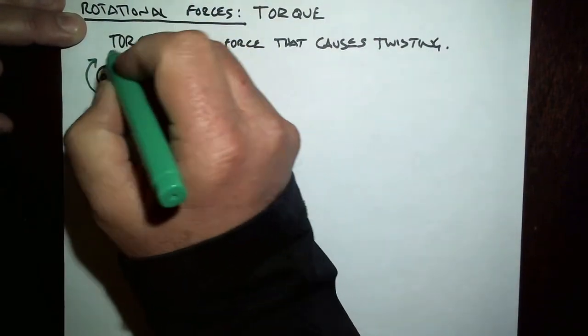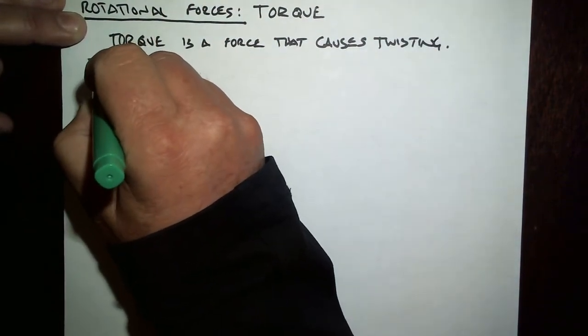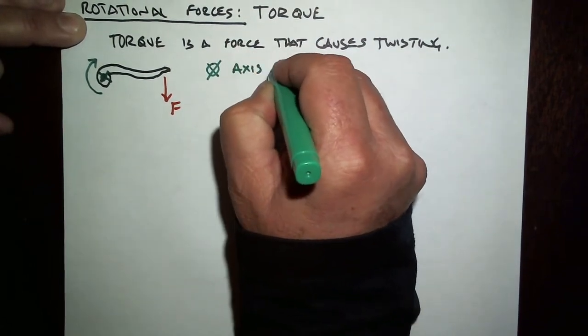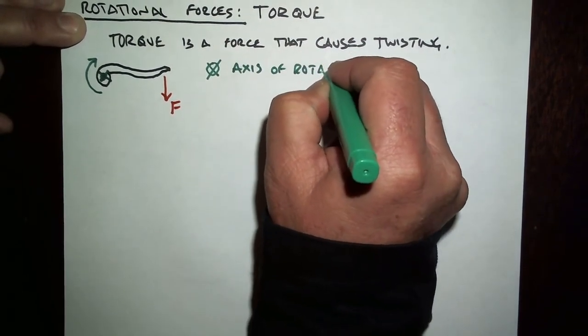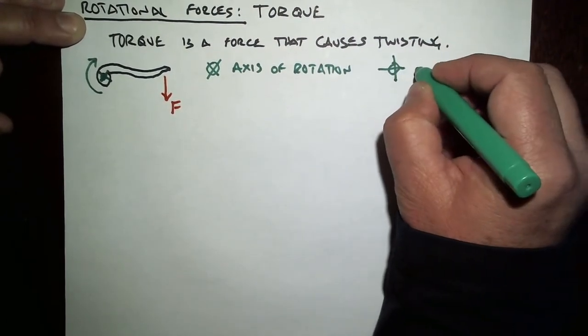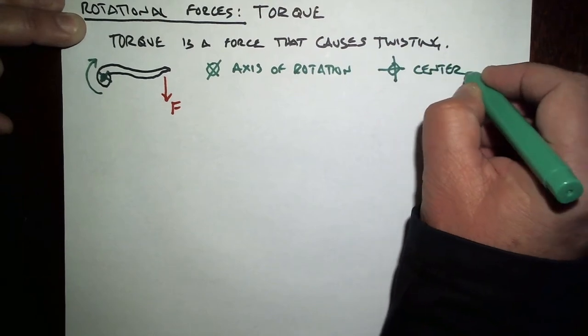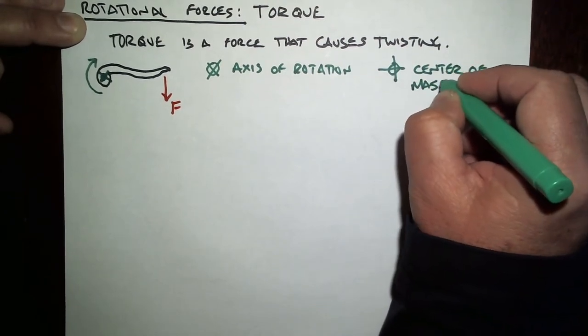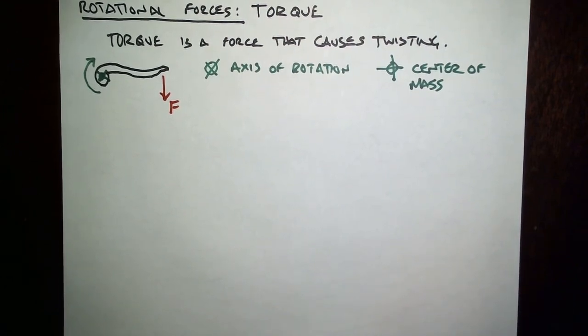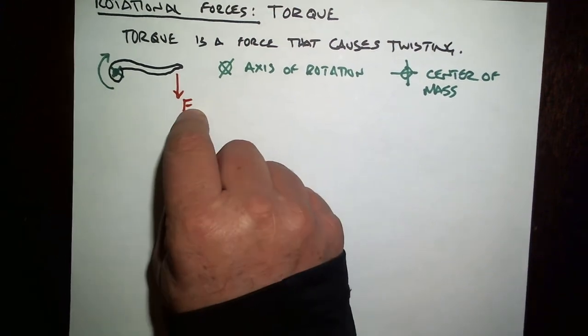Now, axis of rotation, I like to use this symbol. It's a circle with a cross, and that's slightly different but related to the symbol I use for center of mass. And sometimes they're the same place. A lot of times things rotate around their centers of mass. Well, not this doorknob because it's mounted on an axle that goes through the door and also works the mechanism. So that force is going to cause a twisting.